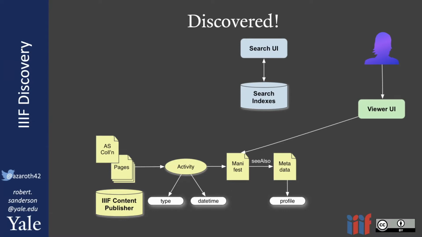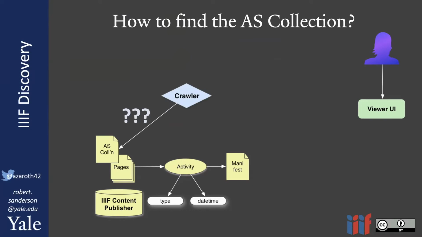But of course, how does the activity stream get found by the crawler in the first place? How does it know where to go? Haven't we just moved the problem from the crawler needing to know the manifests to the crawler needing to know the activity stream collection? And the answer, of course, is yes.